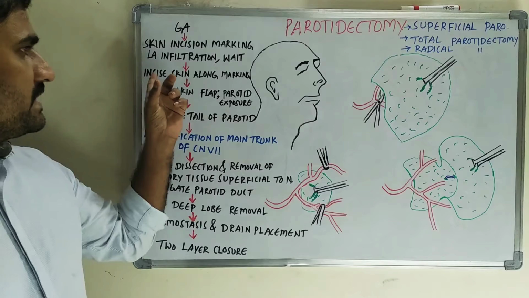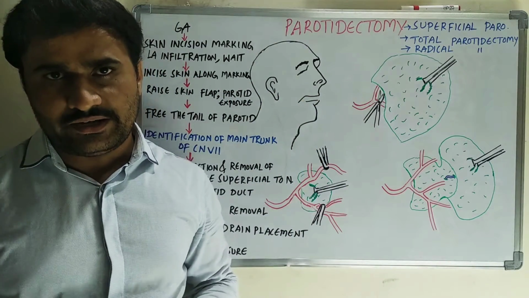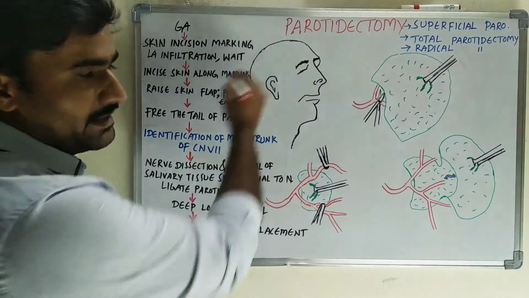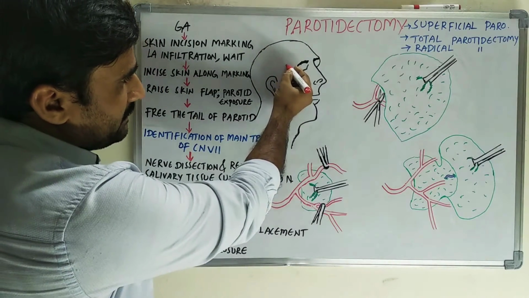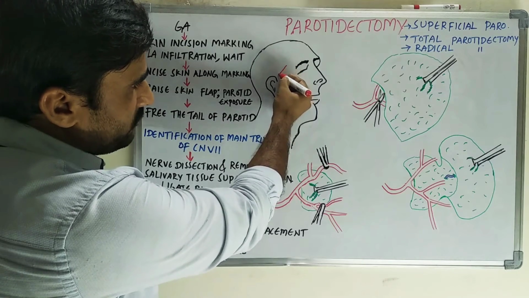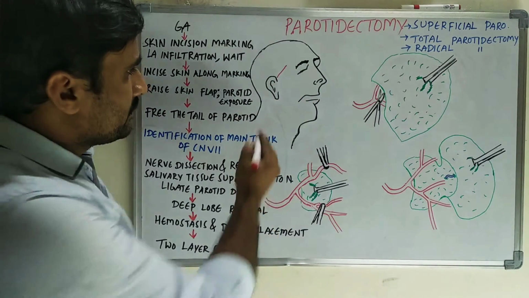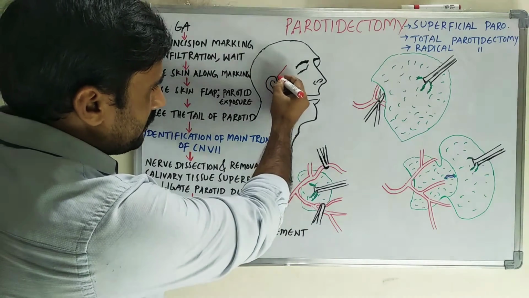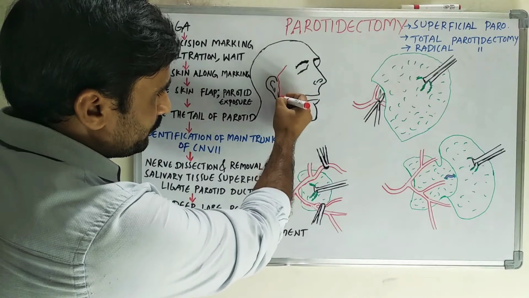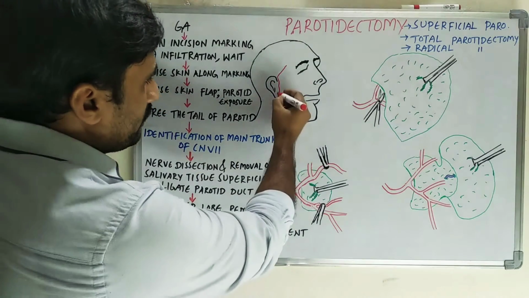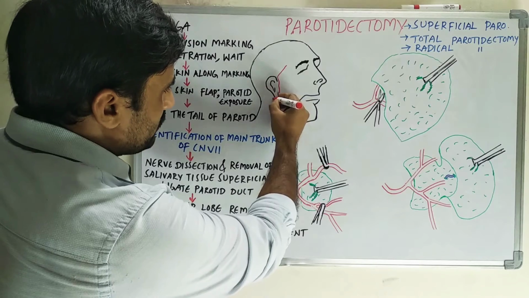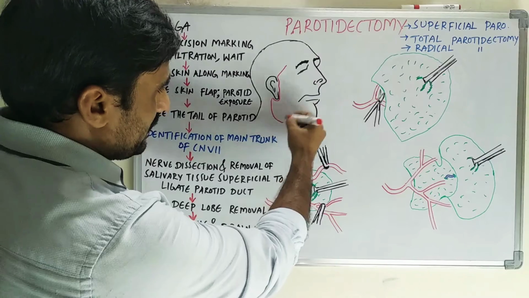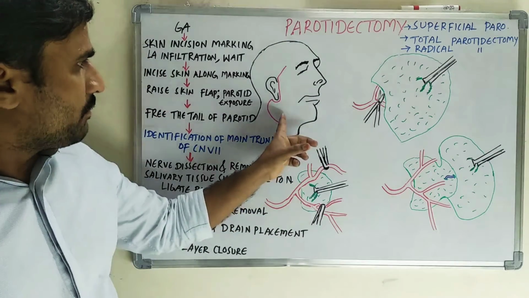After that, you have to incise the skin along your marking. The skin incision for parotidectomy starts in the hairline and runs downwards and backwards to the junction of the pinna and temple region. From there it runs preauricularly, goes around the attachment of the lobe like this, and is extended downward in a skin crease. So this is the marking.